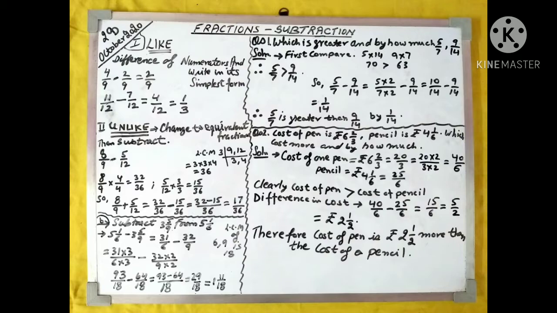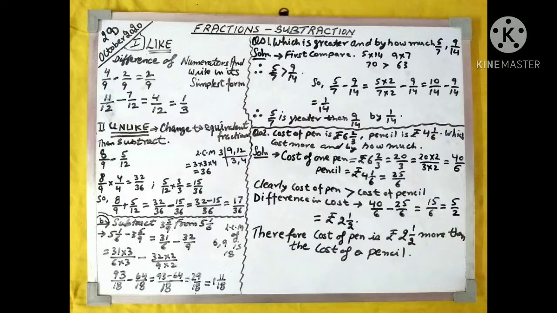Which one is greater and by how much out of 5 by 7 and 9 by 14? So first we have to compare which one is greater actually. So using cross multiplication we find that 5 into 14 is equal to 70 and 7 into 9 is equal to 63. So 70 is greater than 63, therefore 5 by 7 is greater than 9 by 14. So we will do 5 by 7 minus 9 by 14. If we take the LCM, it is 14. So calculating accordingly, we get 10 minus 9 by 14 is equal to 1 by 14, right? Which is the final answer. So 5 by 7 is greater than 9 by 14 by 1 by 14.